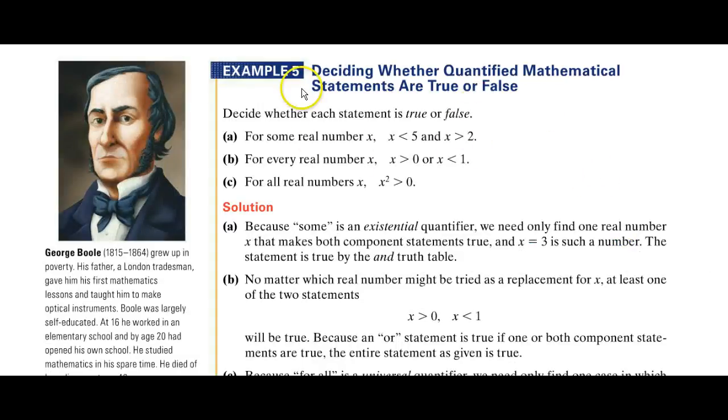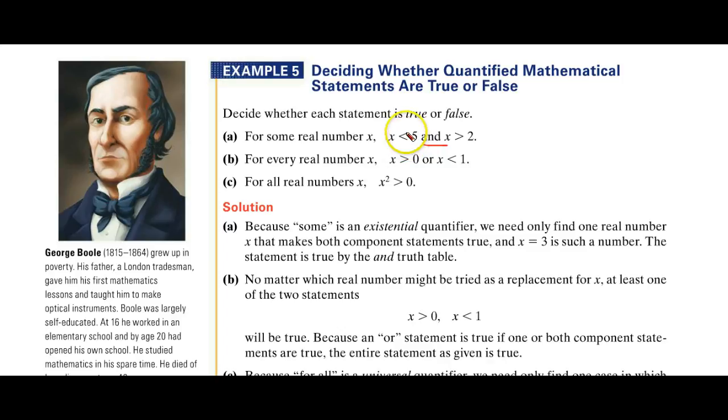Now, looking at example 5, we are to decide whether quantifiers statements are true or false. For we're looking at quantity here. So let's look at this one. Now, this is an and. So in order to prove this true, we have to find one value that makes both of these statements true.